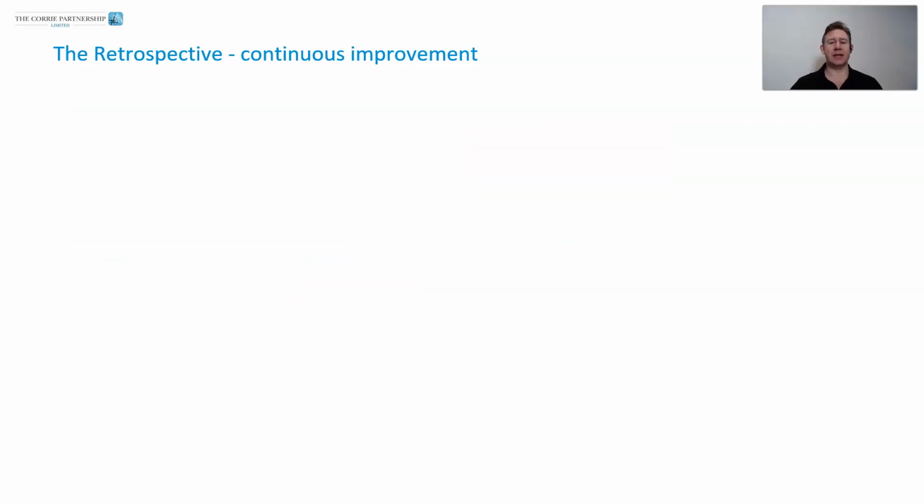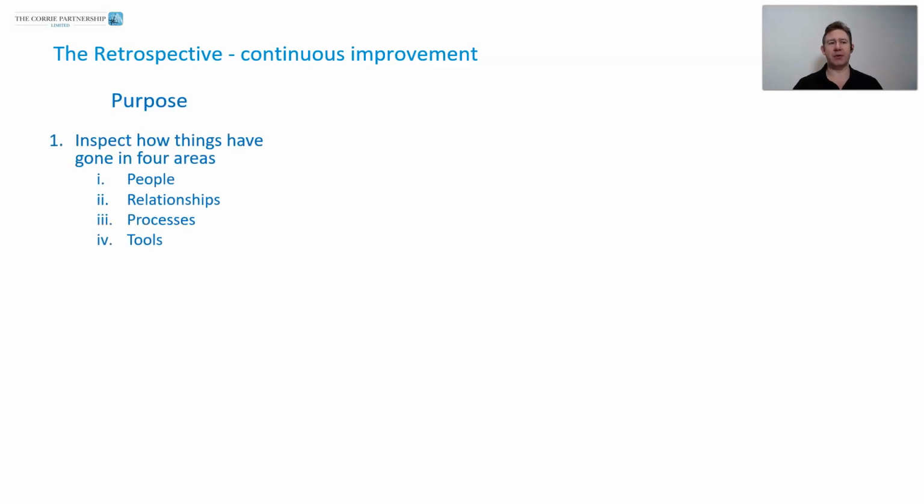So let's look at pulling all of this together. What is the purpose? The purpose, as we mentioned, is to inspect how things have gone in those 4 areas: people, relationships, processes, and tools. And what we're identifying, what we're discussing, and what we're putting into some order is what went well and what the areas are for improvement. Really important to spend time talking about what went well as well. It's not just about what didn't go so well.